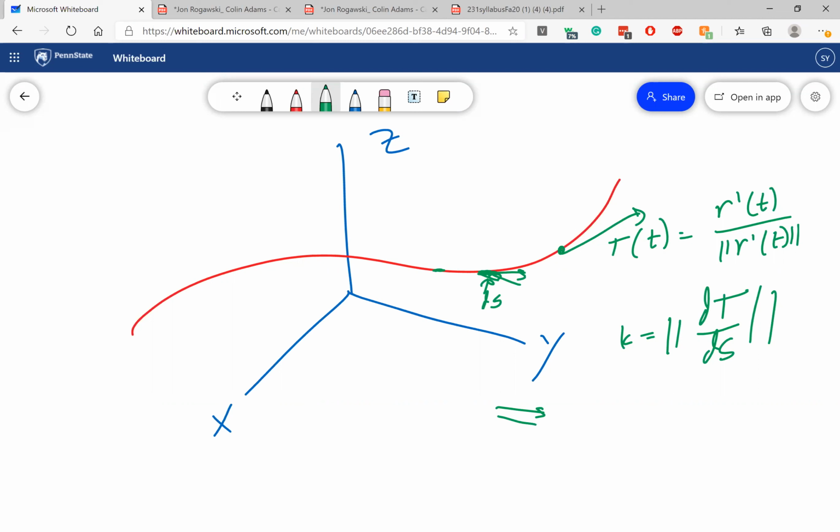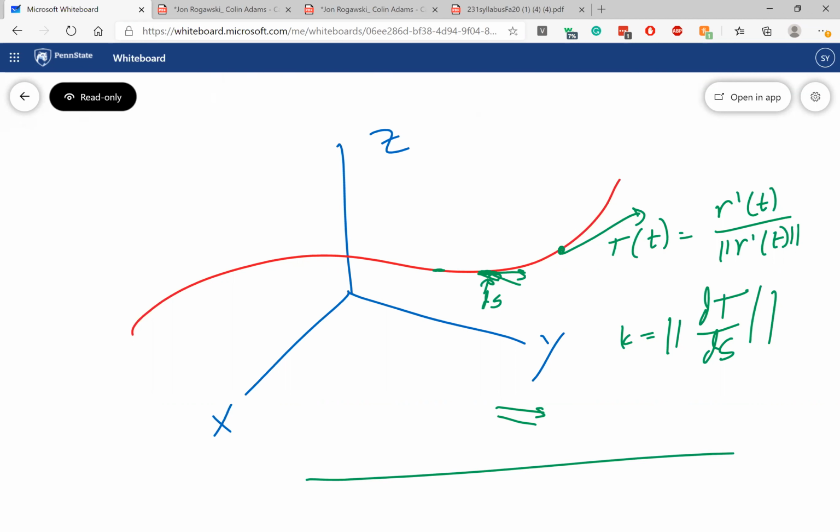And so if you're a line, then this would be 0. Why does this keep happening? 1 second.